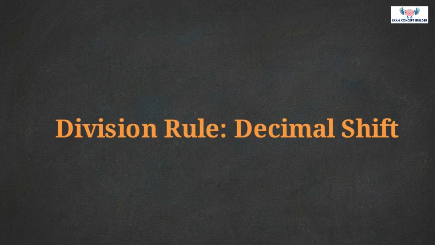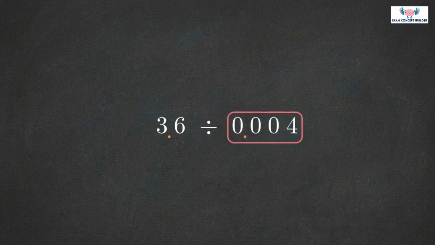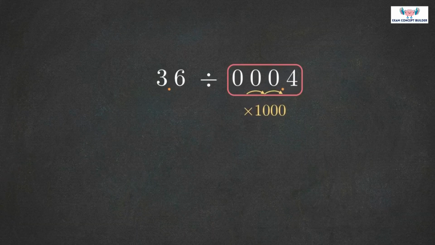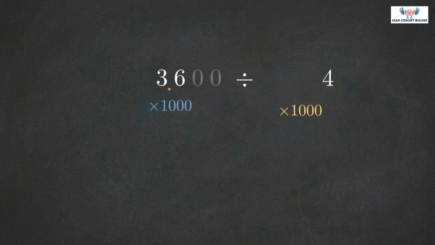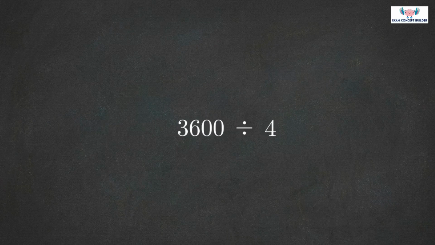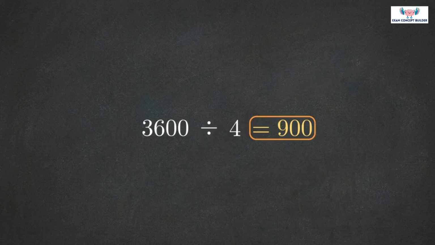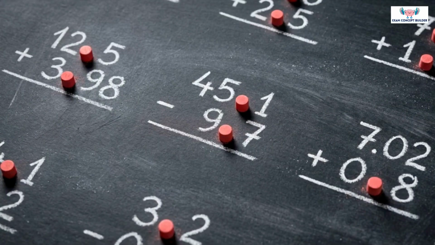Division has its own structural rule. Take 3.6 divided by 0.004. Working with a decimal divisor is unnecessarily messy. We fix this by multiplying both numbers by 10, 100, or 1,000 until that divisor becomes a whole number. Here, shifting the decimal 3 places to the right on both sides turns our problem into 3,600 divided by 4. A complex calculation becomes a clean 900. Decimal calculations operate using the exact same logic as whole numbers. The only difference is that you must respect the strict positional rules of the decimal point before you start solving.